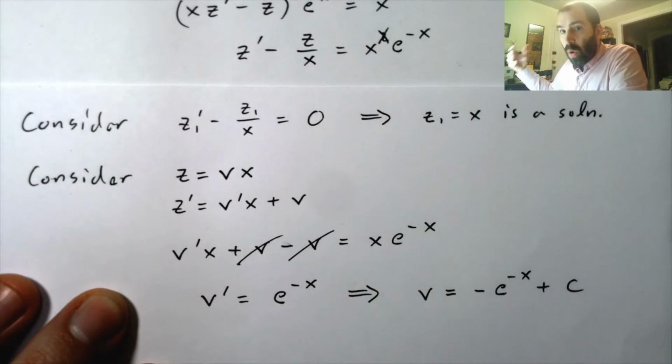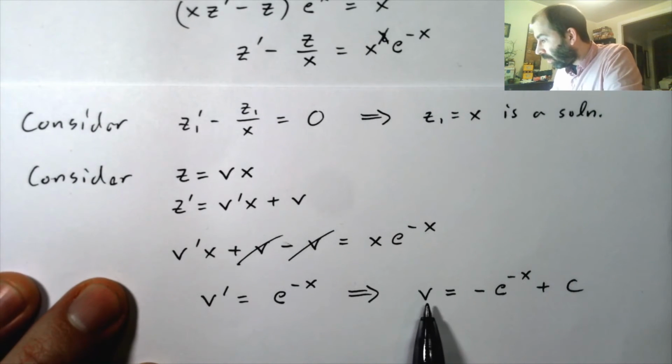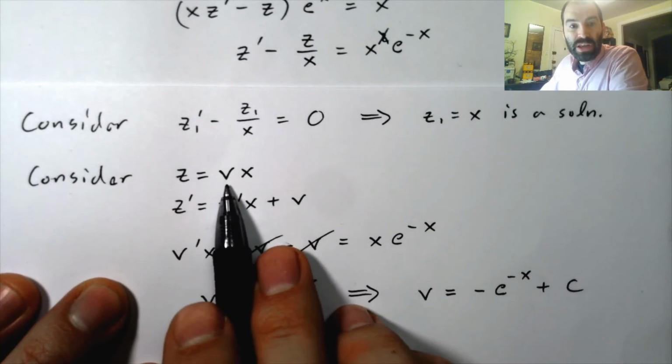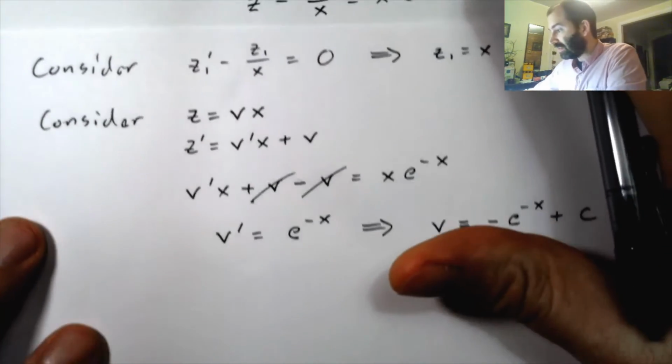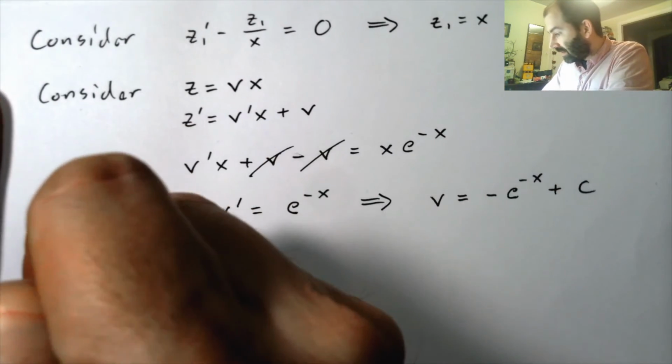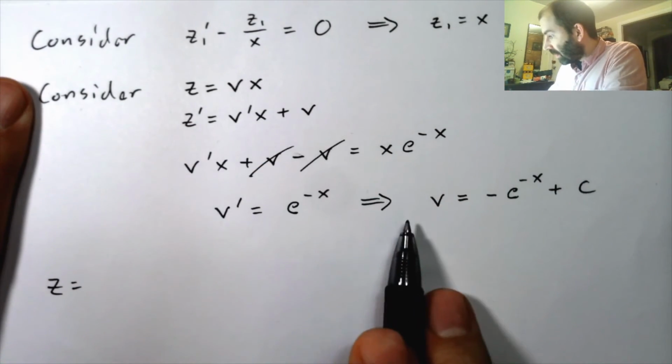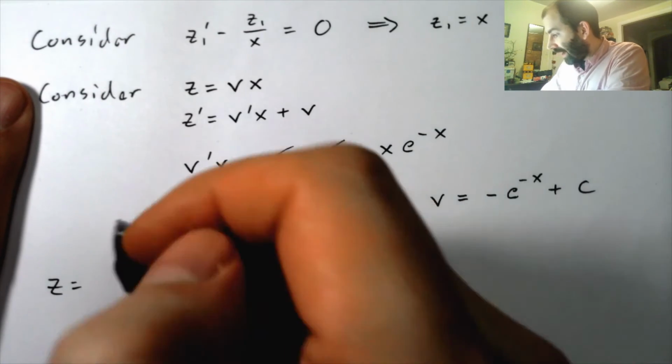Okay, we basically are finished. We just have to unwind everything, all right? We solved all the differential equations. We just have to unwind everything. So where was v being used? Well, v was the function we were multiplying by x to get z, okay? So now we know what z is, right? z is this thing times x.